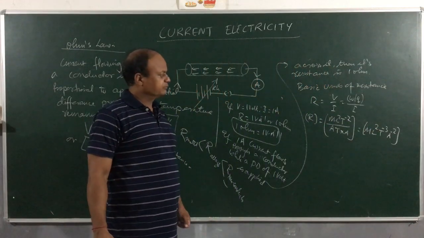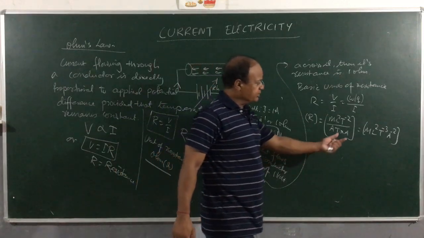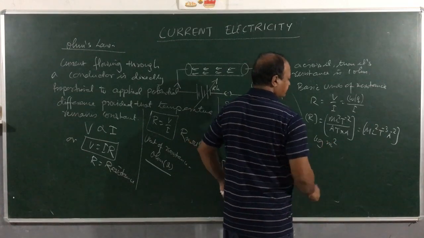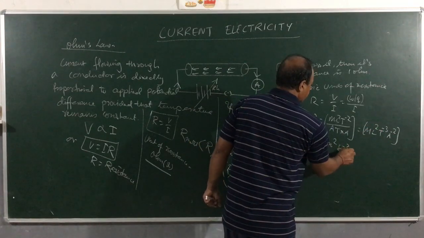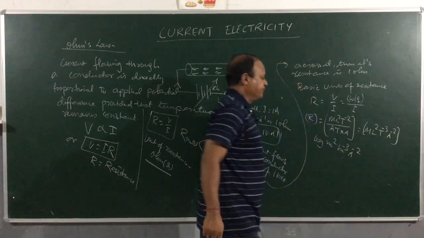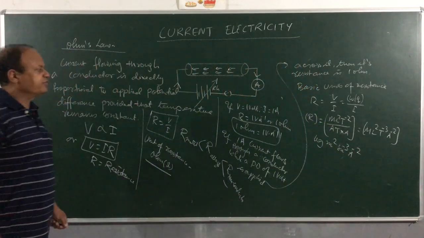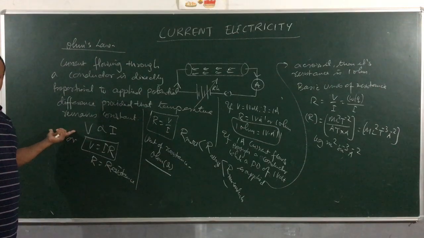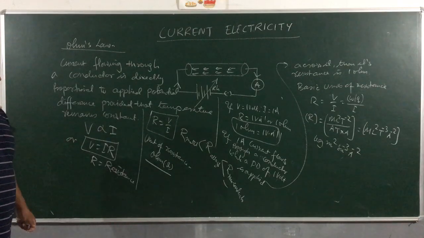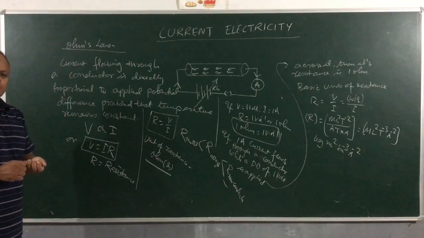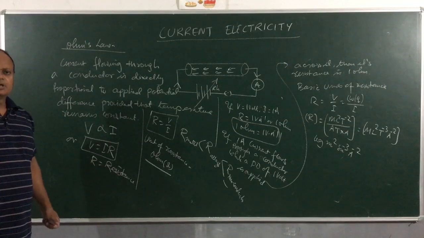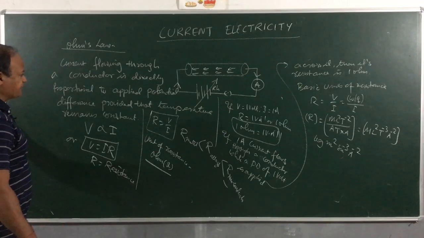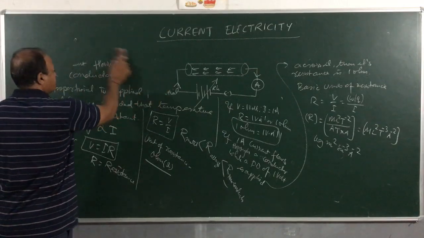Okay. Now, children, if you want to write the basic units, it will be kilogram meter square per second cube per ampere square. So this will be the basic units of resistance. We discussed Ohm's law and we discussed the unit of resistance, SI unit, and also its basic unit, which is important for you to know for various competitive examinations. They ask you these basic units.